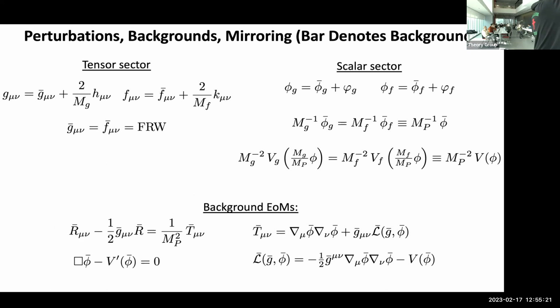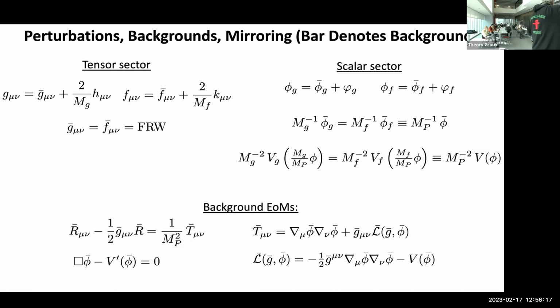Now, this is called mirroring in the scalar sector. We're going to have a background value of phi G, a background value of phi F, and perturbations, varphi G and varphi F. This is the mirroring that's necessary to have both fields responding to the FRW background. So there's one background scalar field phi bar that can be related to phi bar F and phi bar G. Why is it good to have phi bar G equal phi bar F? Because we want both fields to be responding to the FRW background. Given that the stress energy of the two systems is coupled, why should that happen? They are decoupled, but they are mirrored.